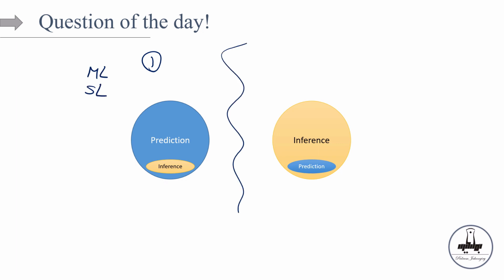Situation number two, you're dealing with a real-world problem where you're more interested in making inferences. You want to become a storyteller. You want to be able to relate variables with each other, and you're interested in more interpretability, making inferences versus prediction. Remember, you are also interested in making predictions, but not as much as making inferences. So which one do you use, machine learning or statistical learning?